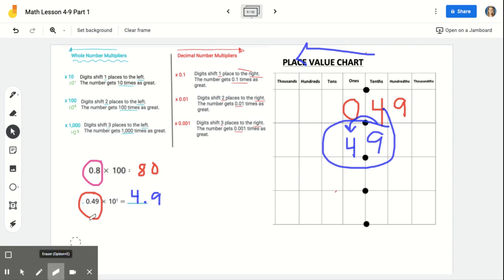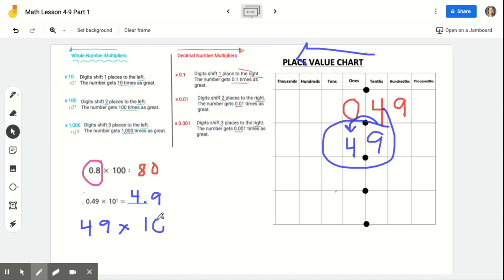So keep that problem there, 49 hundredths. Keep the answer there too. Let's solve it in a different way. So if we ignore the decimals here, we would have 49 times 10 to the first power is the same as times just 10. So go ahead and write that on your whiteboard and let's solve. What's 49 times 10? 490. Go ahead and write that out.